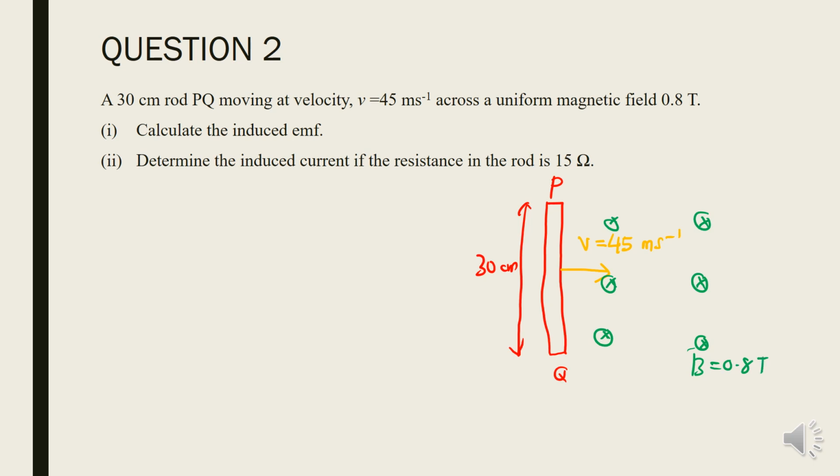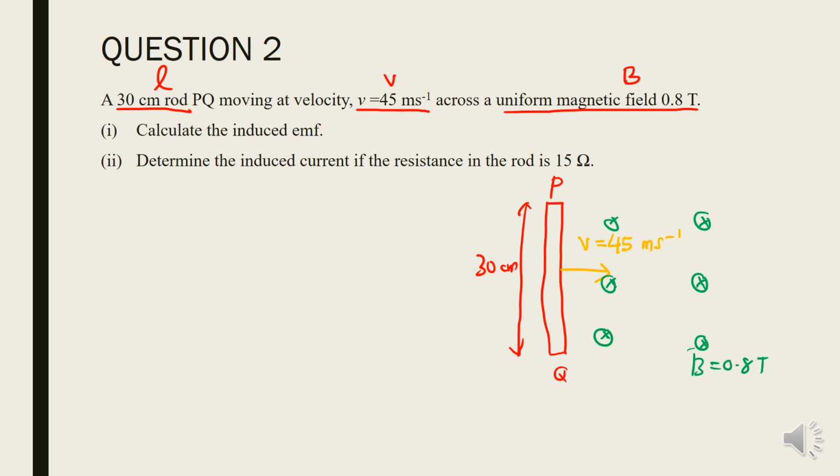So this 30 centimeter rod represents our length, L. And then the velocity is 45 meters per second, this is our V. Sorry, my bad. And the uniform magnetic field is our B. And then number 1, calculate the induced EMF.